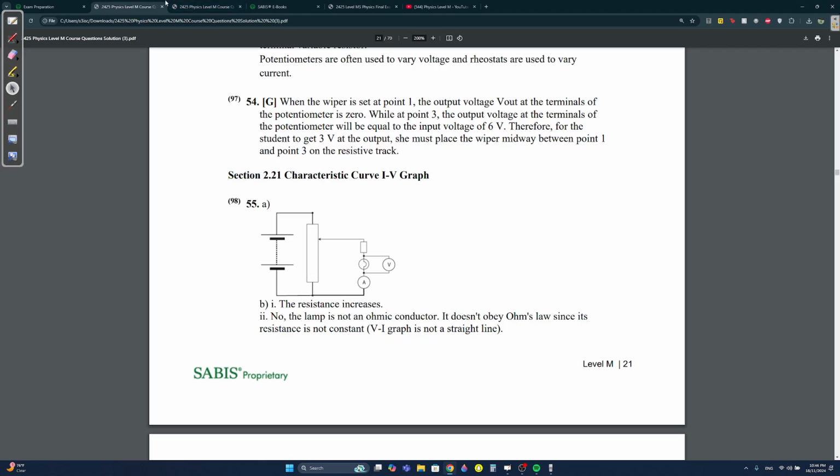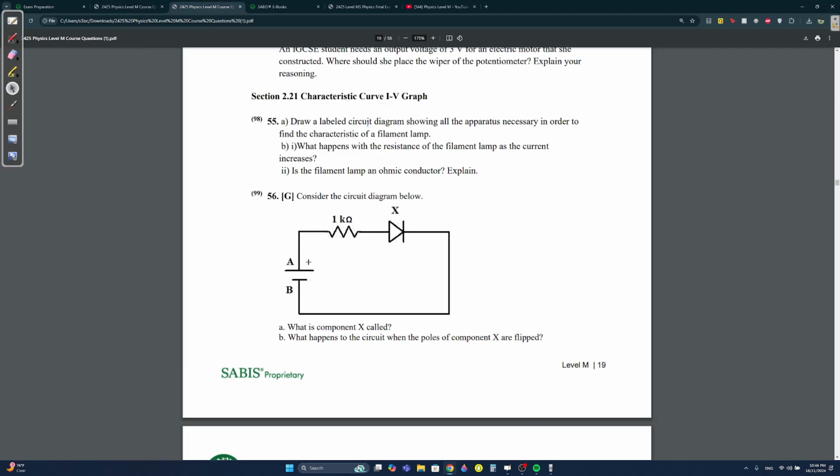If you want, you can just copy this circuit. I don't know why they didn't label it. They should have labeled it here.